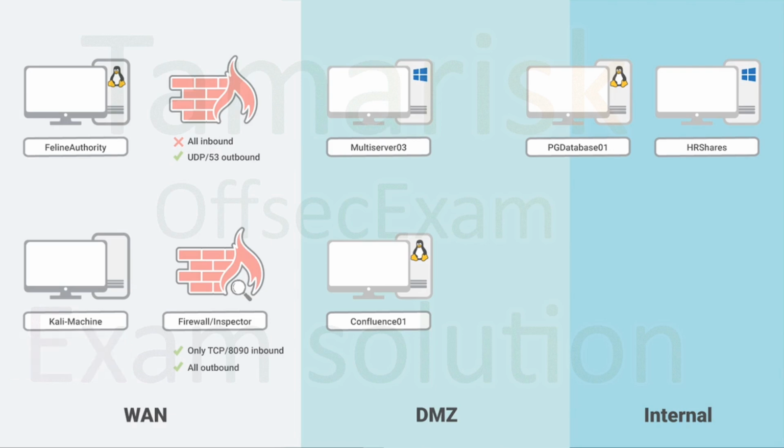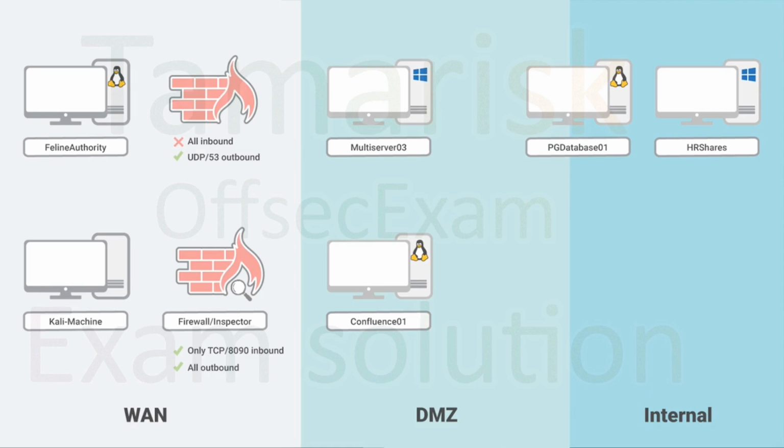We will use it to observe how DNS packets reach an authoritative name server. In particular, we will watch DNS packets being exchanged between PGDATABASE1 and FELINEAUTHORITY. While PGDATABASE1 cannot connect directly to FELINEAUTHORITY, it can connect to MULTISERVER3. MULTISERVER3 is also configured as the DNS resolver server for PGDATABASE1.